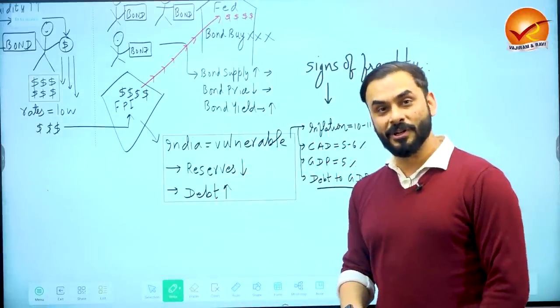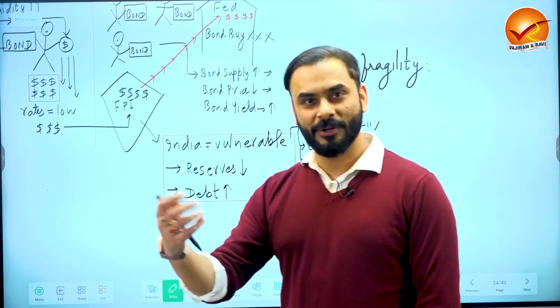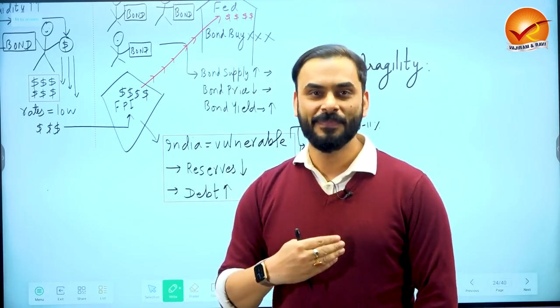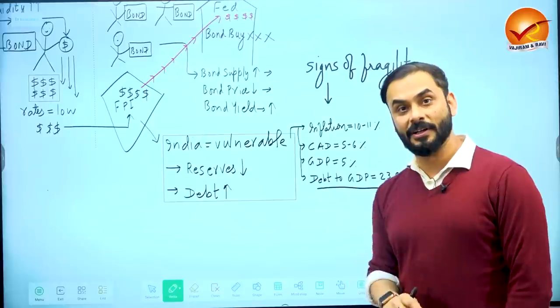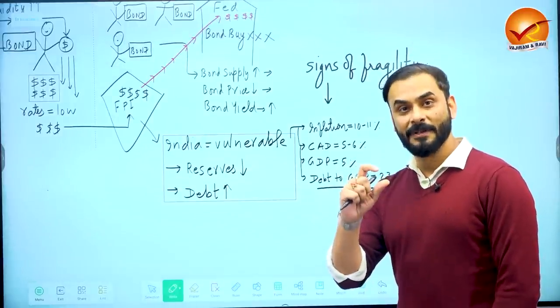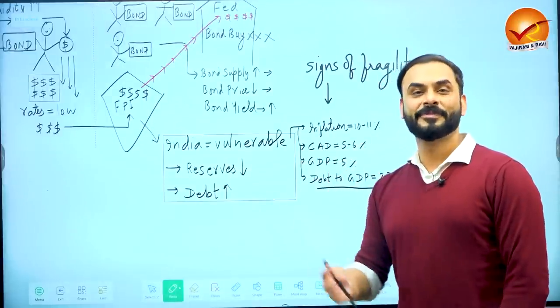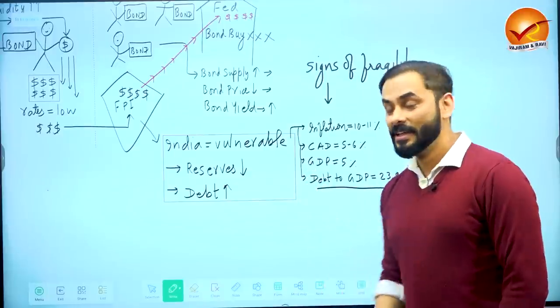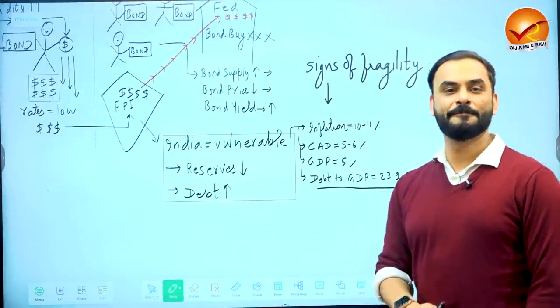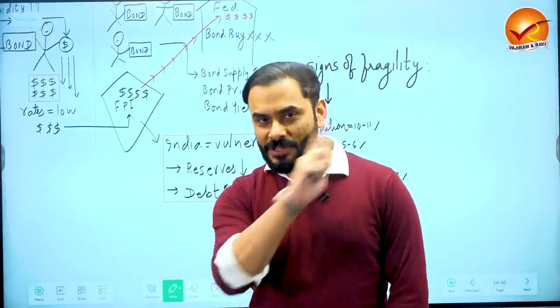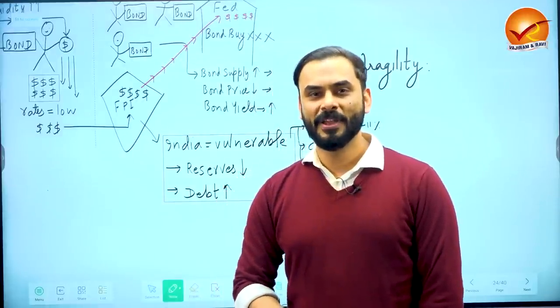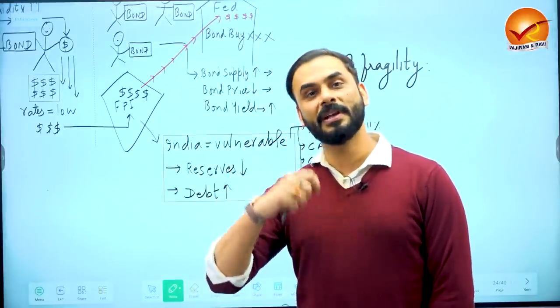Debt to GDP ratio. Debt means something which we have to return because you have taken it from someone. So our debt to GDP ratio was almost 23.9, which means 24%. One-fourth of our GDP was our debt, which means that is what we have to return. This made us fragile. Now the worrisome part of being a fragile economy is once you become a fragile economy, you keep on becoming more vulnerable and fragile.